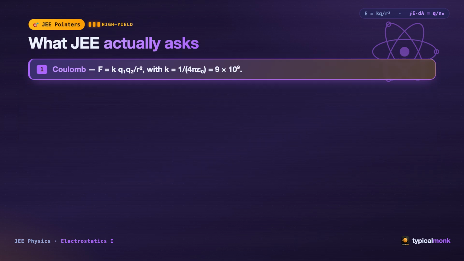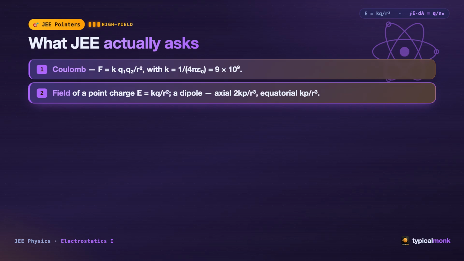Now what JEE actually asks: 5 pointers. 1. Coulomb's law. F equals kq1q2 over r squared, with k equals 1 over 4 pi epsilon naught, equal to 9 times 10 to the 9. 2. The field of a point charge, E equals kq over r squared, and for a dipole, axial 2kp over r cubed, equatorial kp over r cubed.